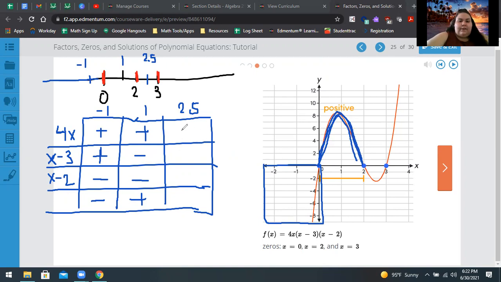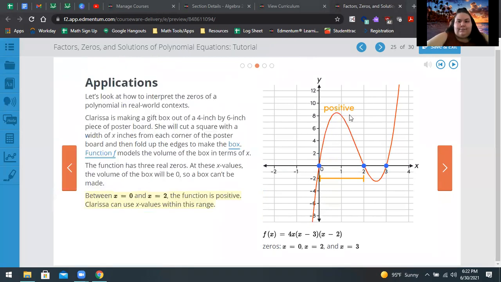Then we do 2.5. 4 times 2.5 is still positive. 2.5 minus 3 is negative. 2.5 minus 2 is positive. Positive times a negative times a positive will give you a negative. So that is going below your x-axis. So it's talking about that area there. If you really want to determine the numbers, you can go ahead and plug in the actual values and get the numbers and plot them yourself. But again, you're trying to get a rough estimate of where those numbers are at.